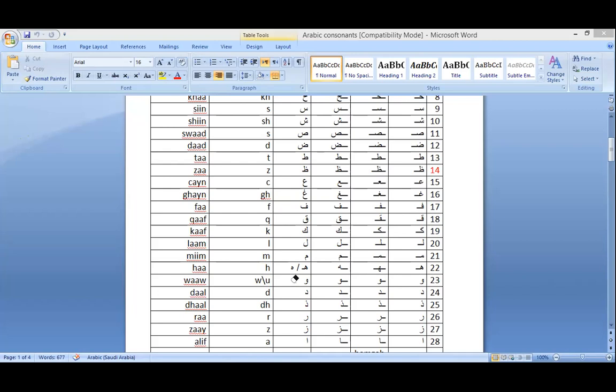Is there a change, sir? Where? Oh, yes, in ha. Thank you. There's a change in ha. That's true. This is her initial, and this is her in the middle, and this is her final, right? And this is her isolated.